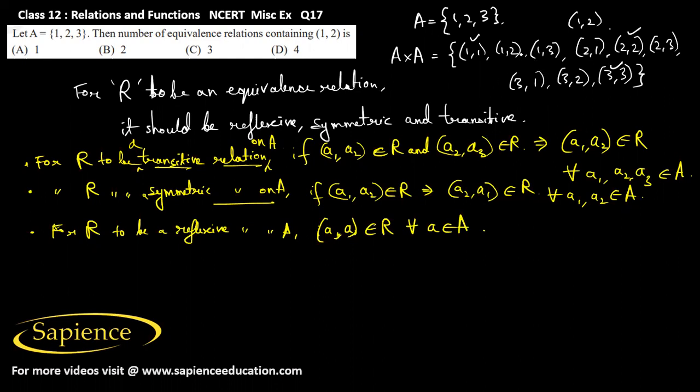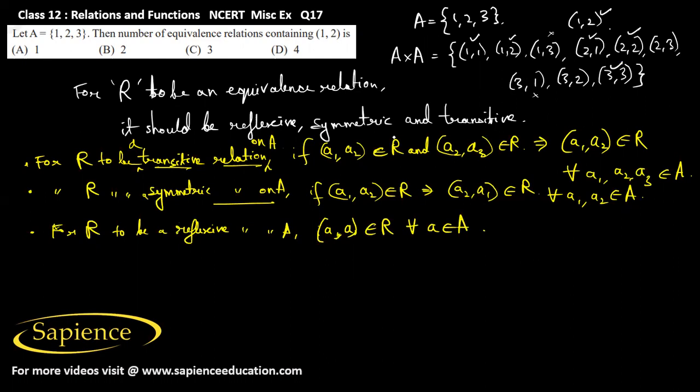And then for symmetric, (1, 2) should be there and (2, 1) should be there. Since here it is told that (1, 2) should be there, so (2, 1) should be there. And it is not told that (1, 3) should be there, so we can skip it. So if (1, 3) is not there, then (3, 1) should not be there. These two should not be there. And if (2, 3) is not there, then (3, 2) also should not be there.